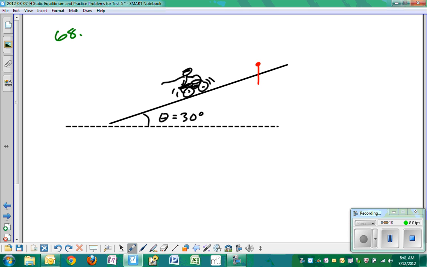All right. So we've got mg acting downward. It's red because he's communist. What else do we have? Okay, we have normal force. What else do we have? We have kinetic friction. I don't know if we're going to have friction in this one. I think since it's rolling, we're going to sort of discount any friction aspect.